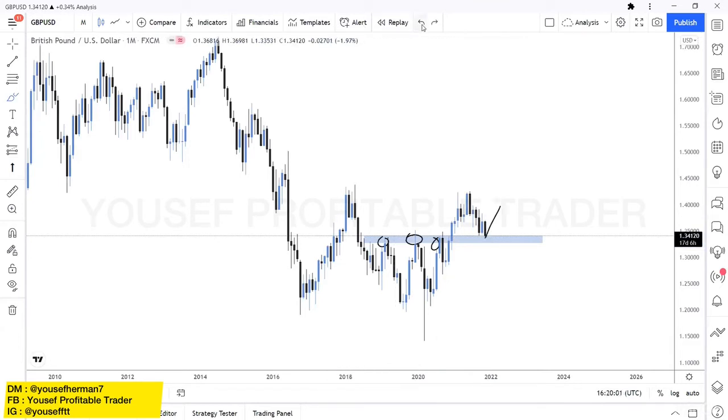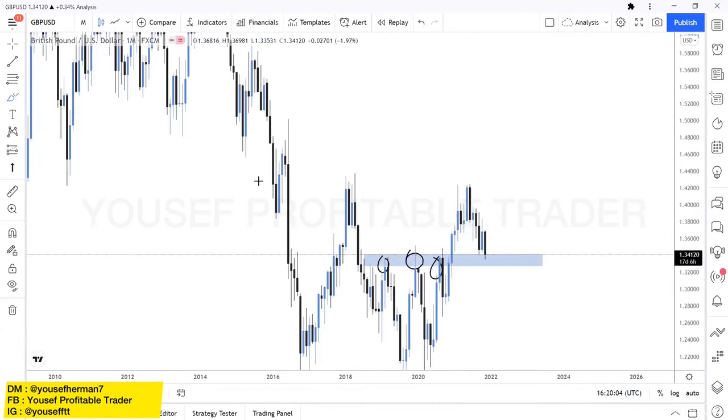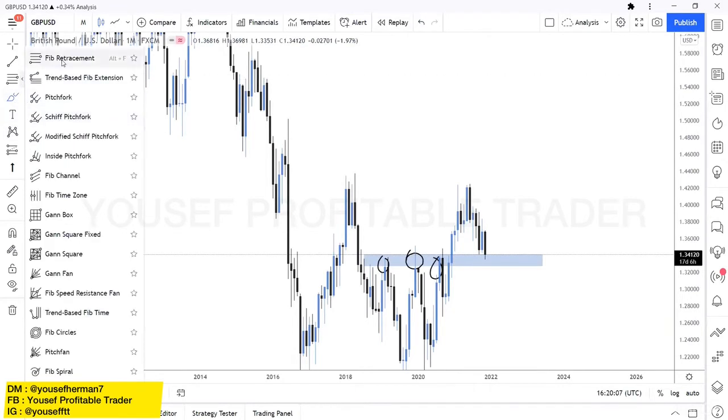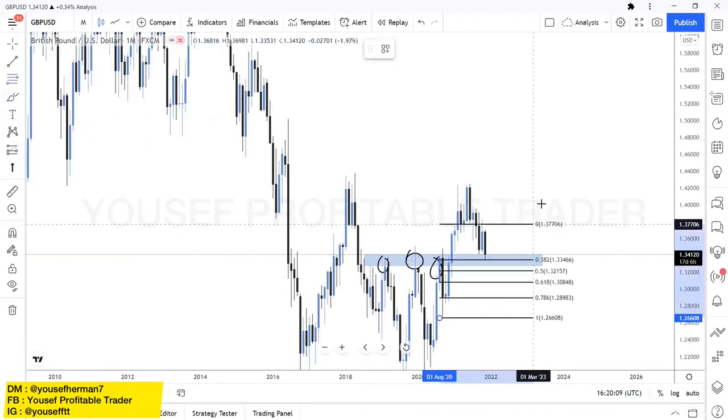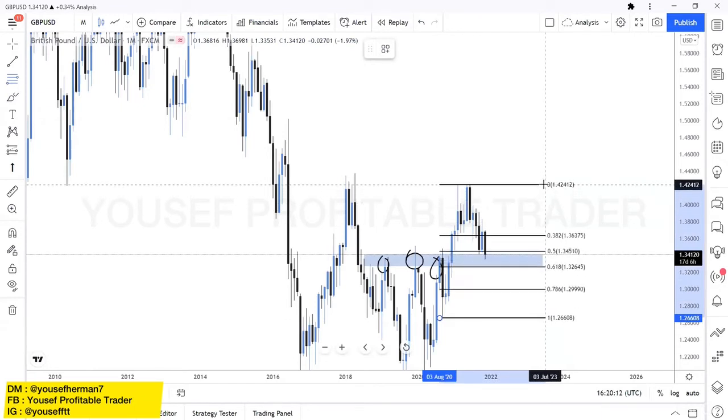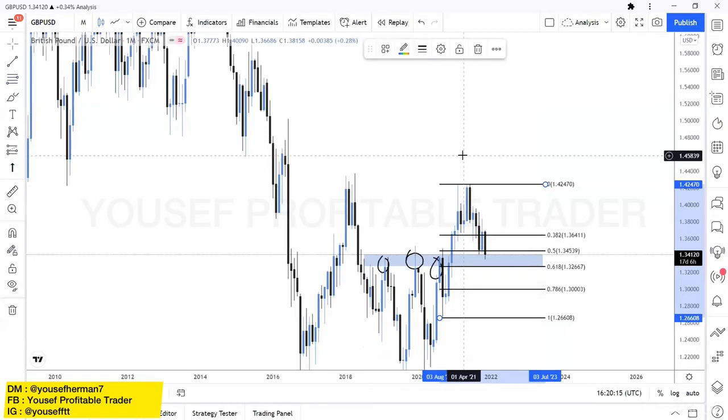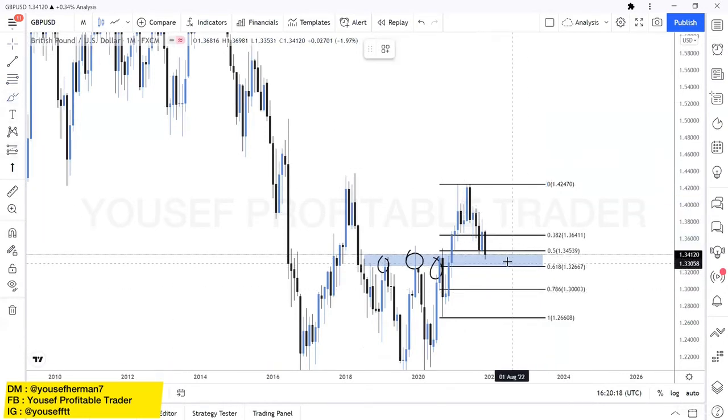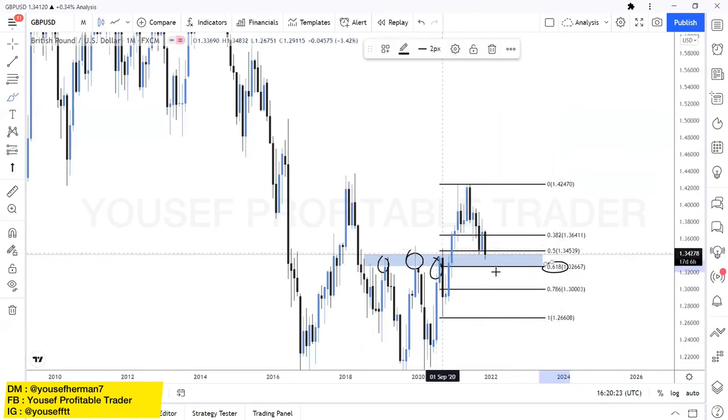Let's see if there is any other confluence. You can also use Fibonacci retracement as a confluence. As you can see, let's say you draw your Fibo over here. This zone is at the golden zone, which is 0.618. So there is a confluence where this one will become resistance, and also there is a 0.618 retracement. So there are two confluences for the price to become bullish.